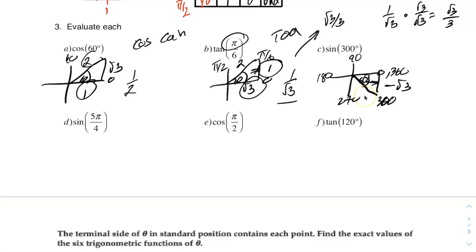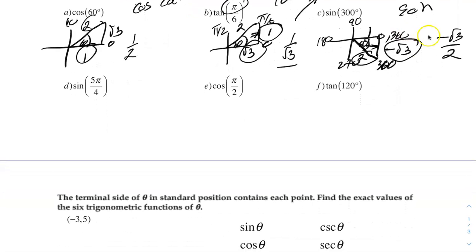Hypotenuse is always 2. The hypotenuse is always positive. It's just a never negative value. And then my adjacent side's 1, and it is positive because you're going to the right. And then we do sine. So opposite over hypotenuse: negative rad 3 over 2.